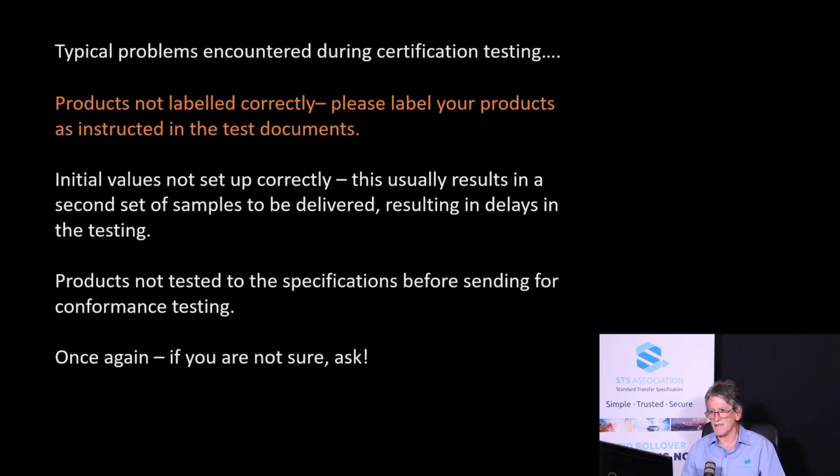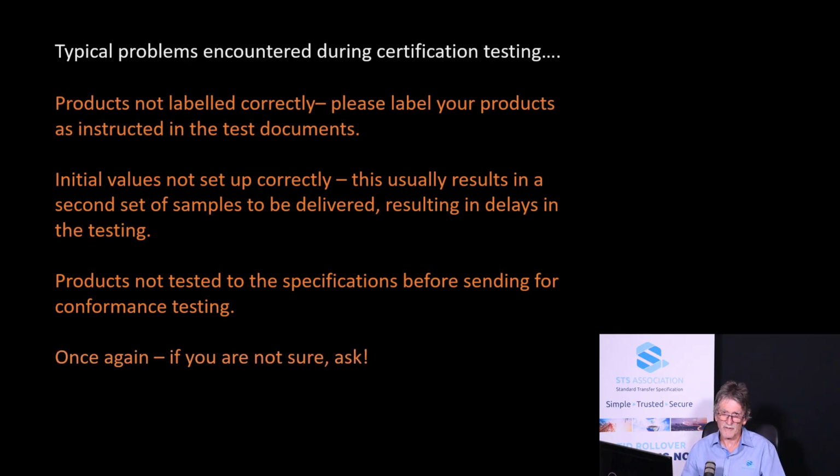Typical problems that a test house encounters during certification testing: the products are not labeled correctly. Please label your products as instructed in the test documents. Initial values are not set up correctly. This usually results in a second set of samples having to be delivered because we cannot test it. We don't know what the meter key is, or it's set up to a different meter key. We have no idea. The products are not tested to the specifications before sending them for conformance testing. Do yourselves a favor and test them first, then you'll know that they'll pass. Once again, if you're not sure, please ask.